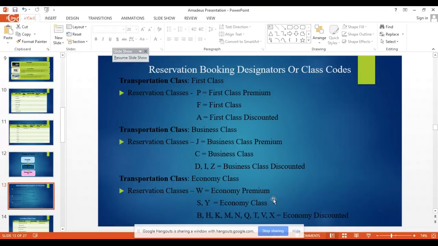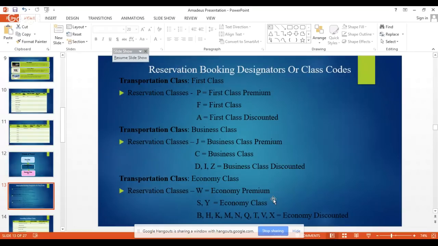And we have B class, that is, we have Bravo, we have H, which is Hotel, we have K, Kilo, we have M, Mike, we have N, November, we have Q, Quebec, we have T for Tango, we have V for Victor, we have X, X-ray. All these classes I just named from B down to the X, they are all economy discounted.